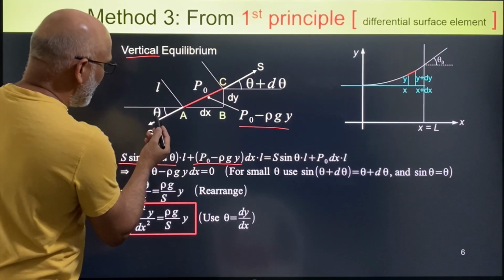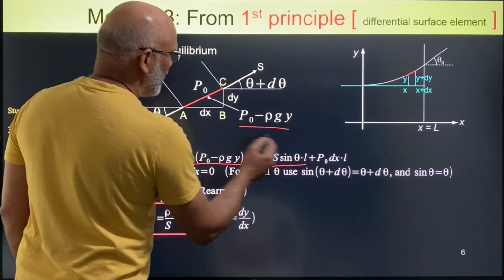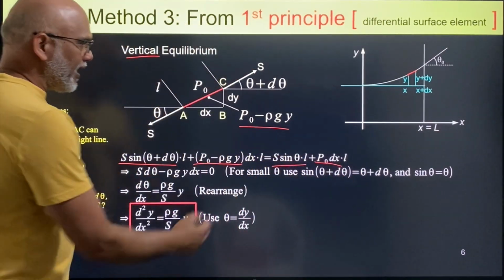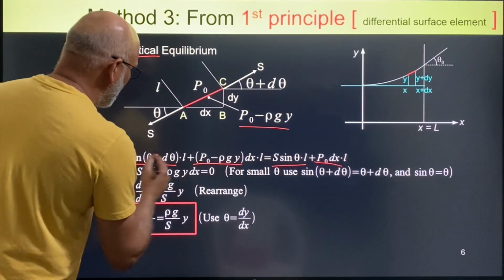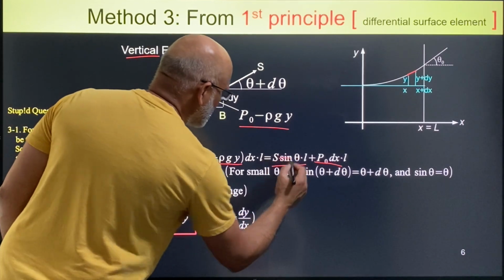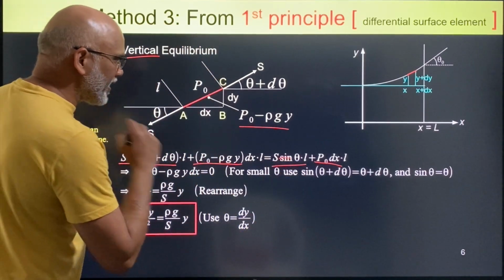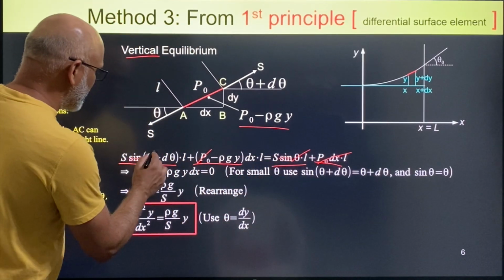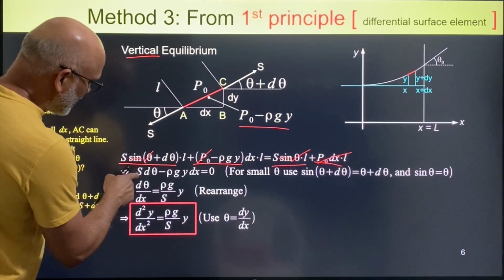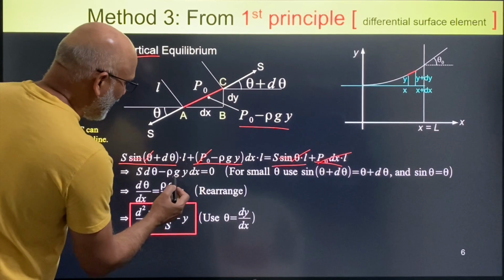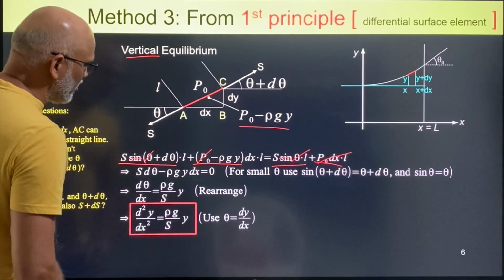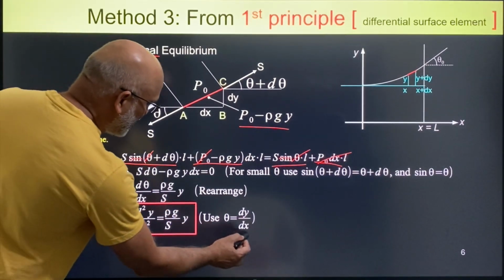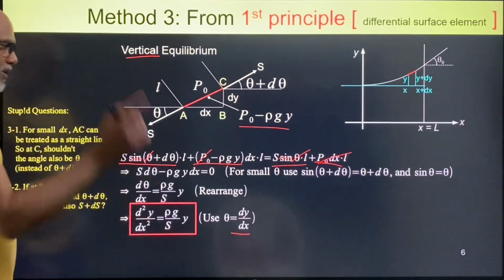The downward forces will be S sine theta, and then due to the atmospheric pressure, that is going to be P0 times dx times L. Then I use the small theta approximation, so basically I just get rid of the sine. If you look at it, I can cancel this with this, and then this theta will cancel with this. What is remaining is S d theta is equal to rho gy dx. Then I just do rearrangement: d theta by dx will be this, and then I substitute for theta, and I get the result which is the same as before.